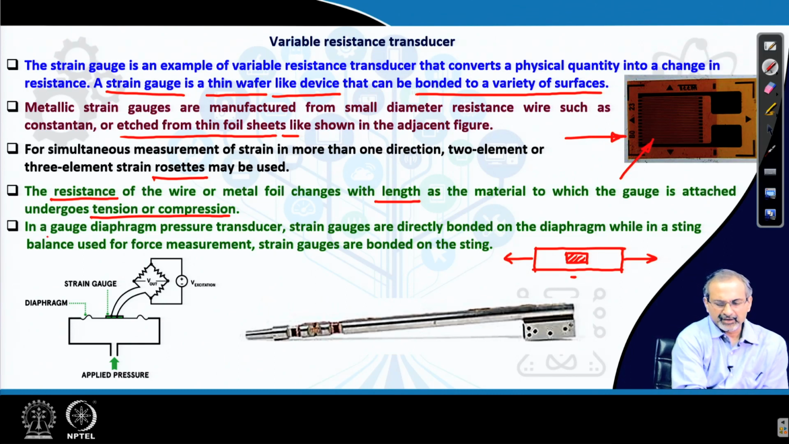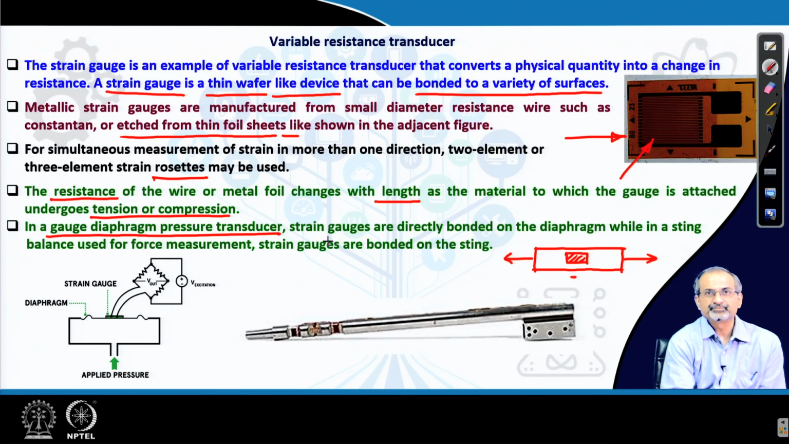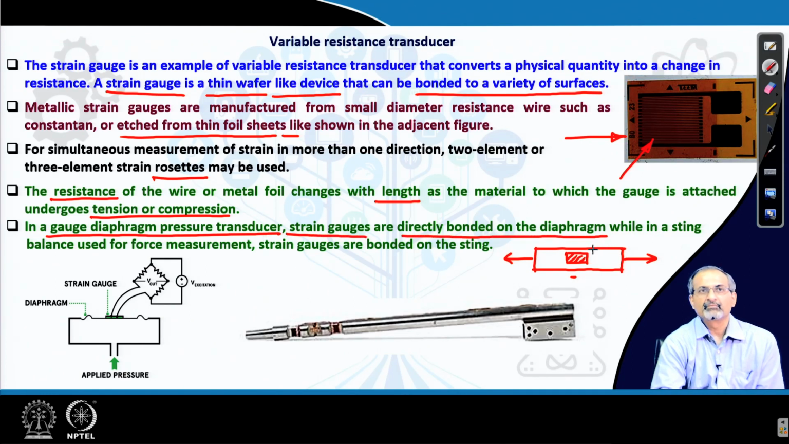In a gauge diaphragm pressure transducer, strain gauges are directly bonded on the diaphragm. So, pressure transducers of the electronic kind often have a diaphragm on which the strain gauges may be stuck. When you subject it to some differential pressure, then the diaphragm deforms, so does the strain gauge, and therefore, it ends up producing an output voltage.